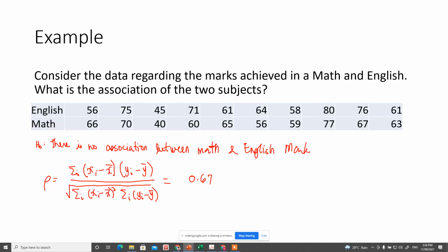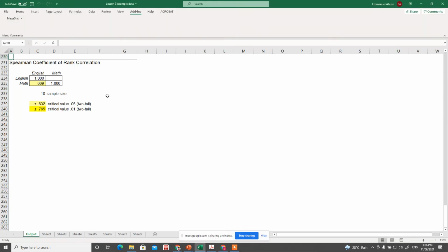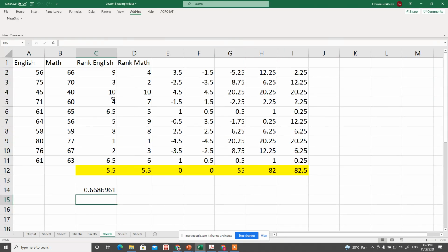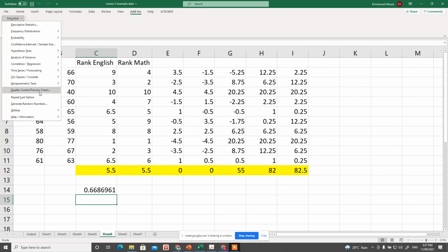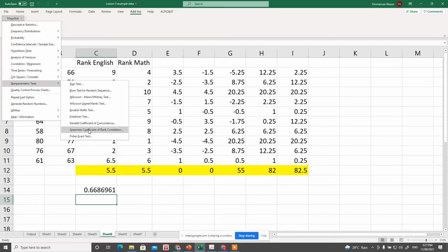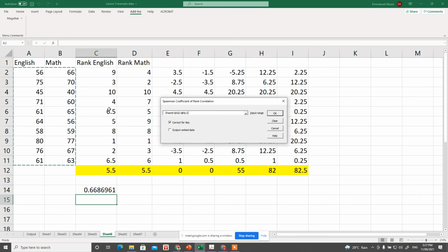there is no association. Since the p-value is significant, the cell here is highlighted with yellow. It means that we are going to reject the null. It means that there is an association between the ranks of the English and mathematics marks. So to review, we go to MegaStat, we go to non-parametric test, and then we go for Spearman coefficient, and then highlight only those numbers. And then we click correct for ties.